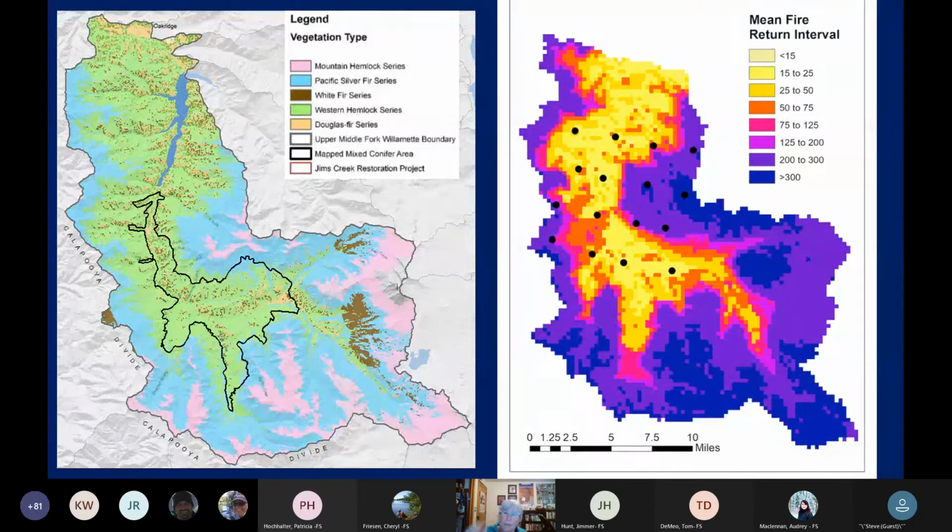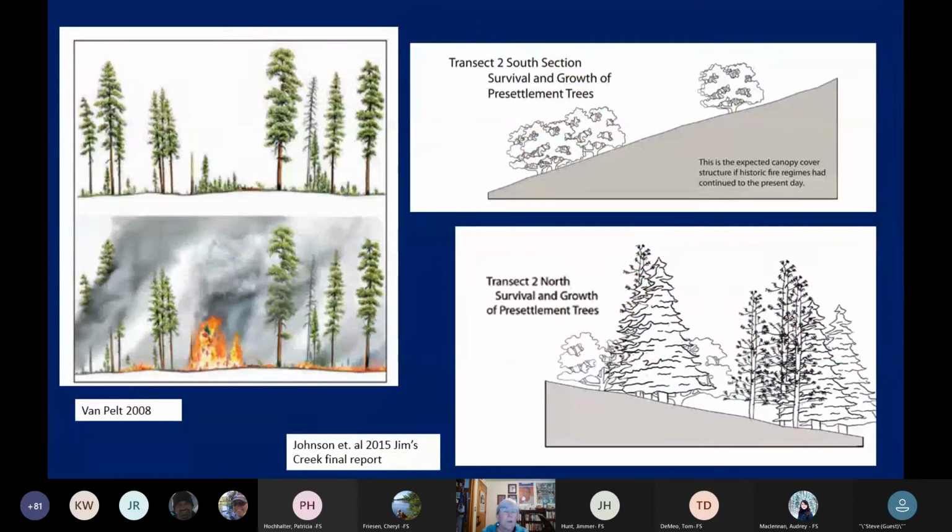And as you can see, some of it really mirrors the distribution of the vegetation types in terms of the drier Grand Fir and Doug Fir series, but also we're probably finding some of our more frequent mixed severity fires occurring in the western hemlock zone down in the south end. So if we think about how these forests develop, some of them really mirror what is more common to the south of us and to the east of us.